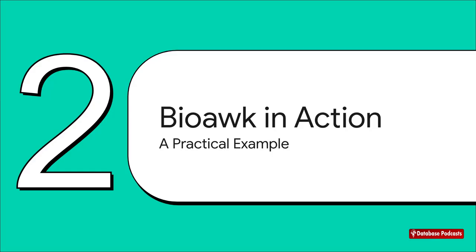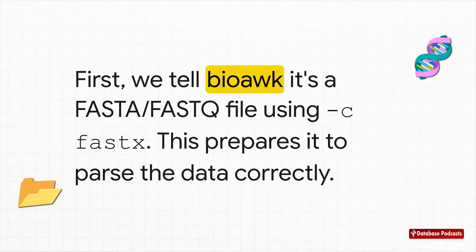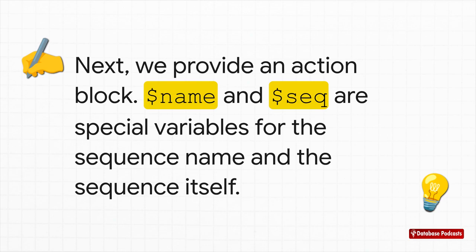Okay, so that's the theory. But let's get practical. How would we actually use Bioawk to do something useful? Like, say, grab the name and the length of every single sequence in a file. So we're going to build this command piece by piece. First up, we just call Bioawk and give it that -c fastx flag. We're just telling it, hey, get ready, the file I'm about to send your way is in FASTA or FASTQ format so you know what to do. That's step one.